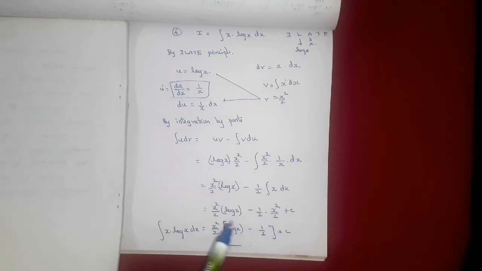So we have reached this stage. The first term will remain the same: x square by 2 log x minus 1 by 2 into x square by 2. In both terms you can see x square by 2 is common. If you take it out, you have x square by 2 into log x minus 1 by 2, plus c. On the left side you can write the question.